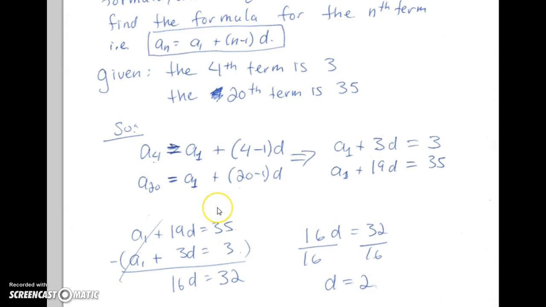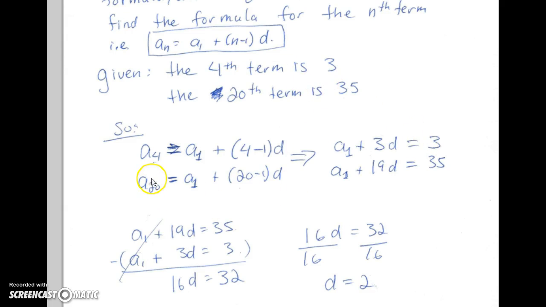But look what I do here. I set up a system of equations, which is a surefire way to do this correctly. The fourth term, a sub 4, is 3. So how would we get that? Remember this general formula. We know what a sub 4 is. It's 3. So I take a sub 1 plus n minus 1, 4 minus 1, times the common difference. 4 minus 1 is 3. So a sub 1 plus 3d equals 3, right?